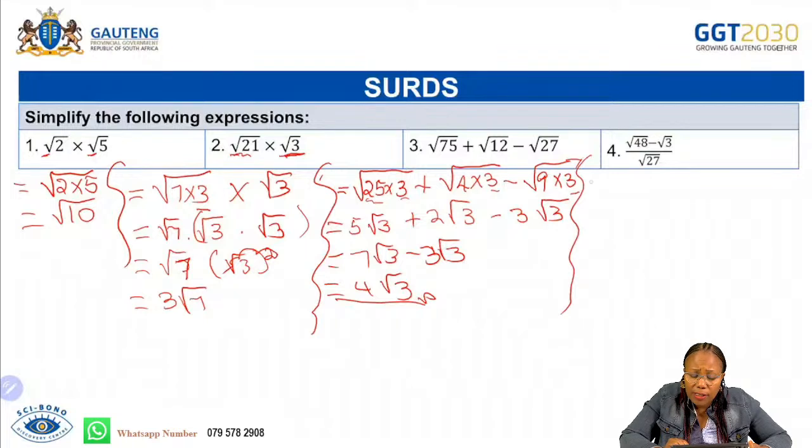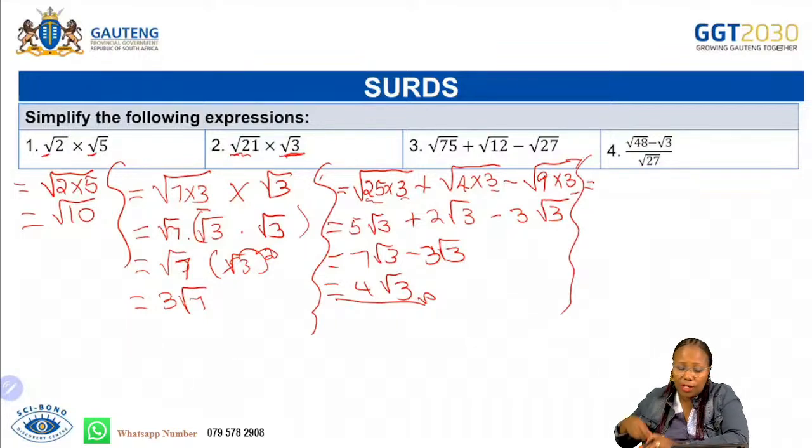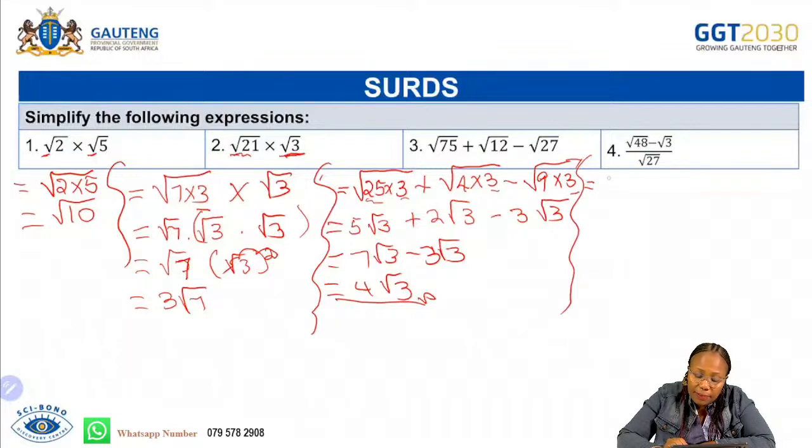Number 4, simple surd form. The square root of 48, you can have 16 times 3. So we'll write it as the square root of 16 times 3 minus the square root of 3. And then 27, we want to create square root 3, we say 9 times 3 there. And then from here now we can take out the square root of 16, which is 4, square root of 3, minus square root of 3, all over square root of 9 is 3, square root of 3.